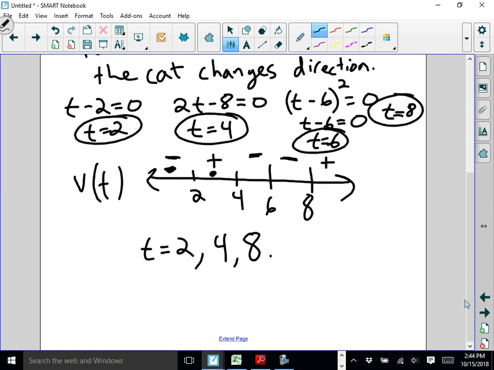And if we had to justify it, we'd say because v of t switched signs at those times.